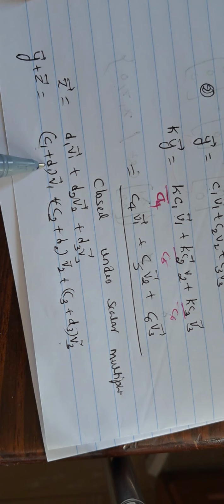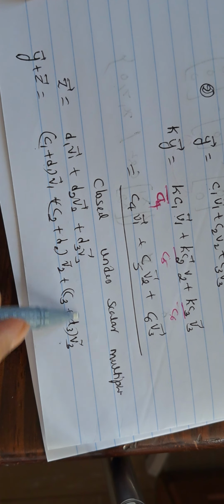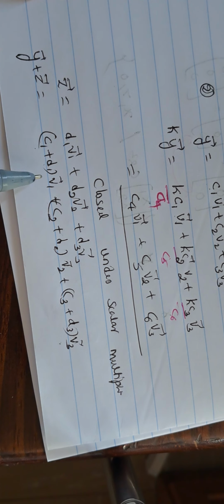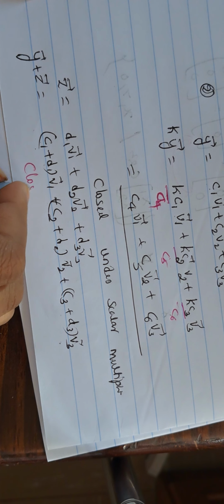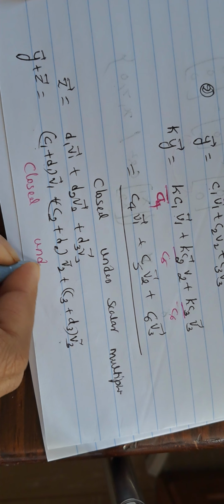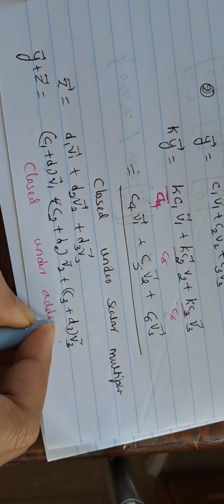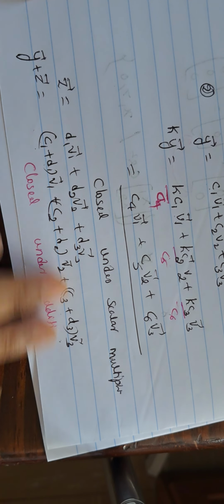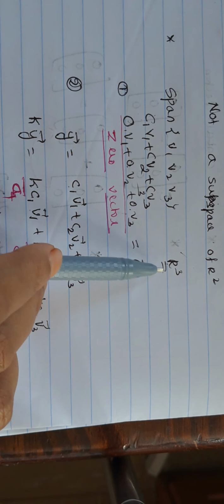If you see, c1 plus d1 gives a new scalar, and likewise for the others. So you have a resultant with new scalars in a linear combination of the same vectors. So it is closed under addition. Hence we can say that the span of this collection is a subspace of R3.